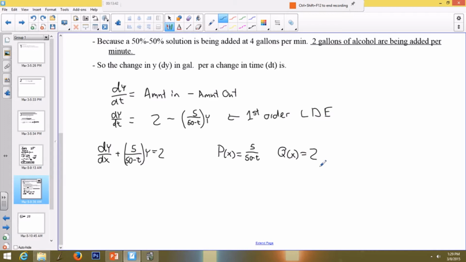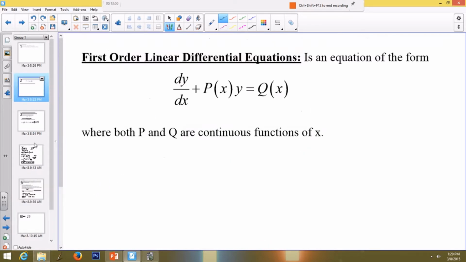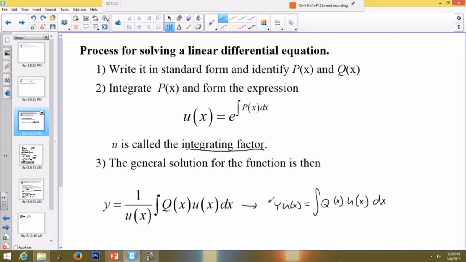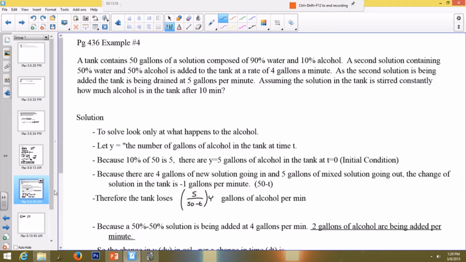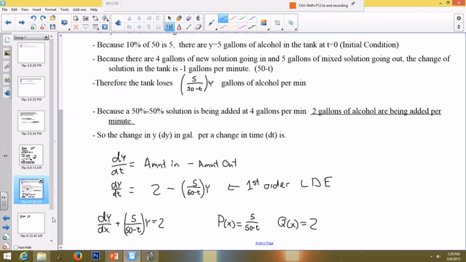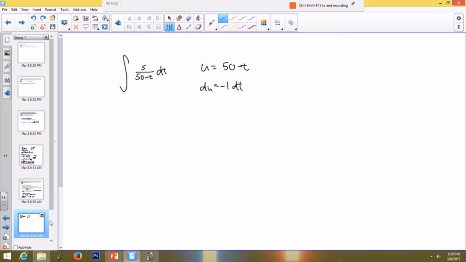Okay, so let's get this thing set up. So again, we want to go back to the model that we had here, and we're going to use this. So we've got to figure out what our integrating factor is. And so for me to do that, I need to integrate this thing. I'm going to do it on a separate sheet of paper.